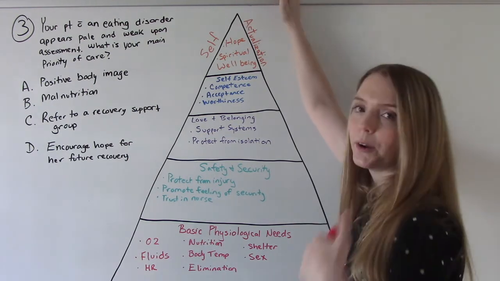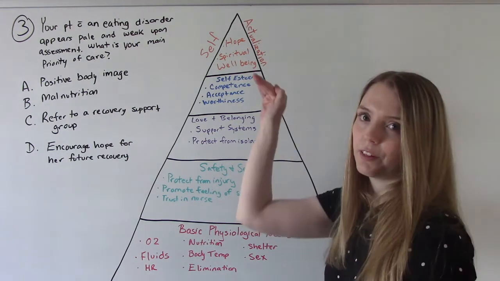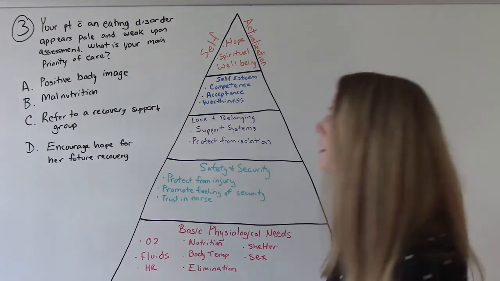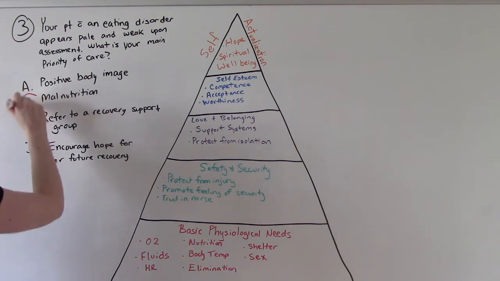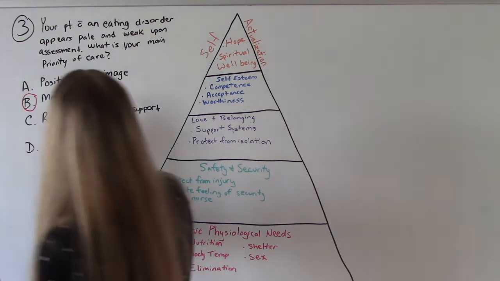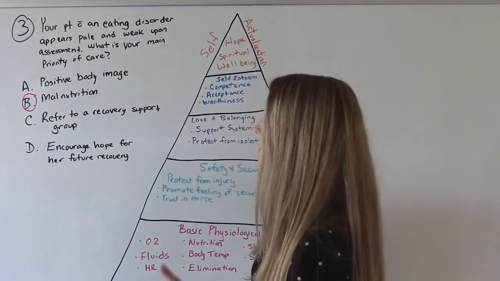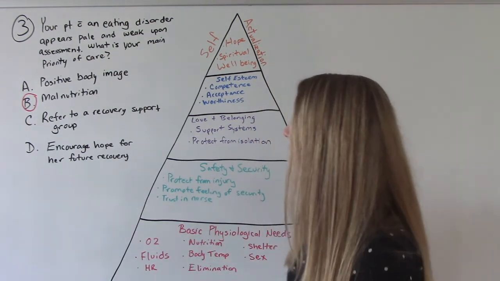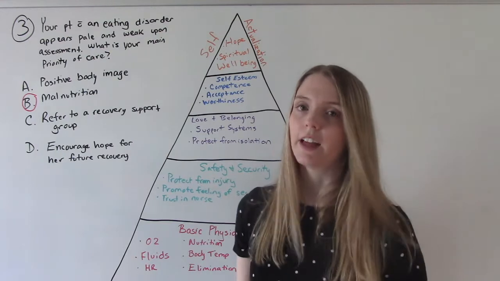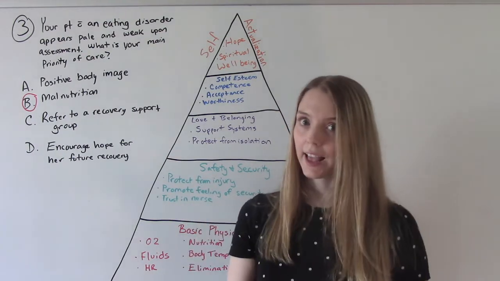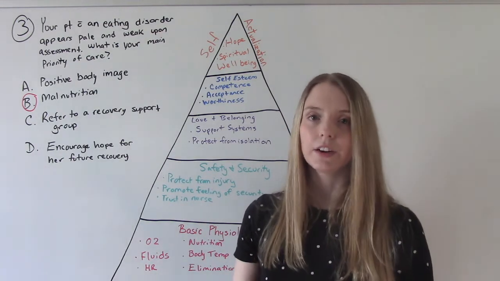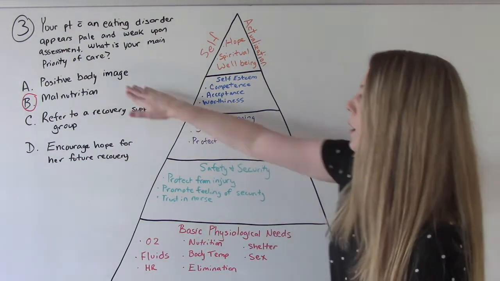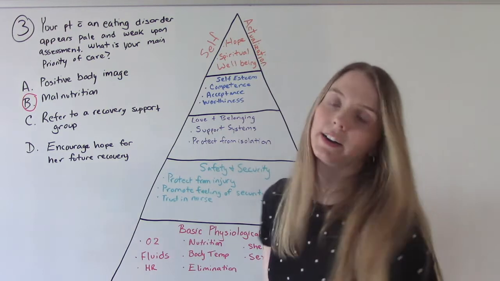So our priorities are at the bottom and they work their way up. So which one is our main priority for this patient? B, malnutrition. Are all these other things important and we want to do them? Yeah, of course. We want to encourage a positive body image and get her to a support group and all of that. But at this present time, she is weak, pale, she's very sick. Our priority is her physiological needs. So the malnutrition, that's what we're going to address in this patient.